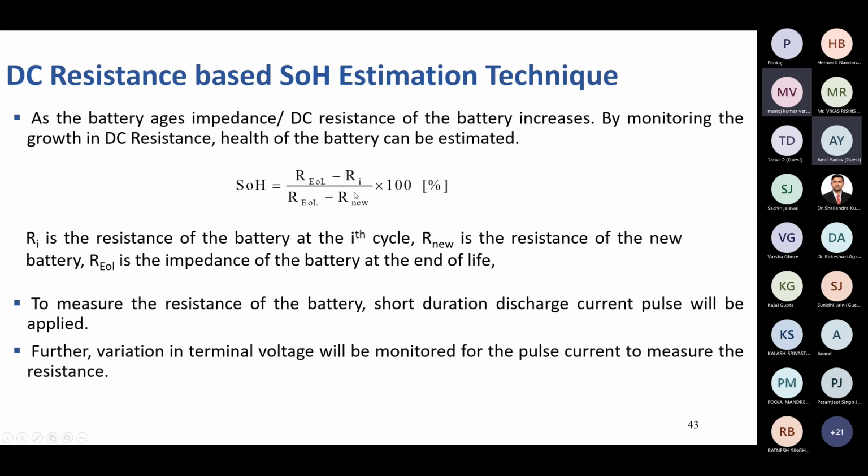So we have done some modification in that SOH estimation, where it is equal to the estimated value of resistance, right? The impedance of the battery at the end of life. So what will be the resistance at present, and over a period, when the battery is at the ith cycle and when it is new? When I carry out all these values, I can find out what the SOH will be.